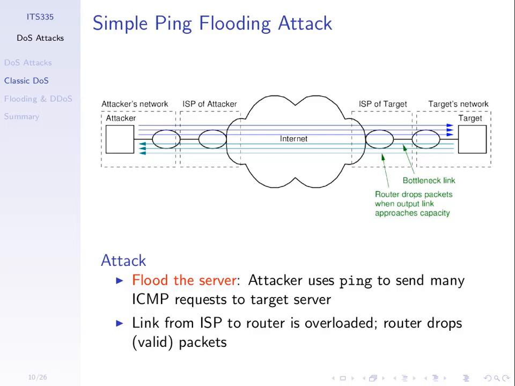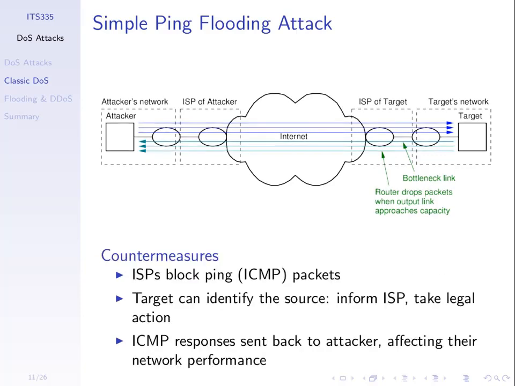So the idea: flood the server. The attacker uses ping to send many ICMP requests to the target server. It overloads the link to the router of the target network, and that starts to drop the valid packets, the packets of the normal users trying to access that website. How do we stop that? What are the countermeasures we have available?